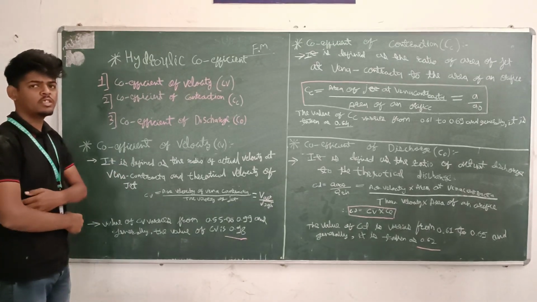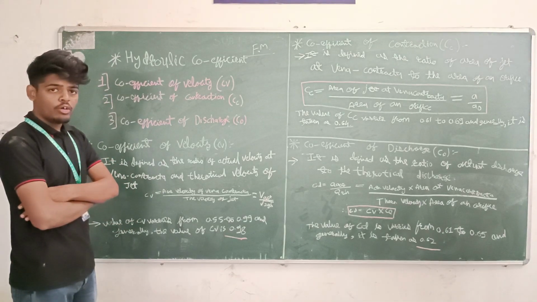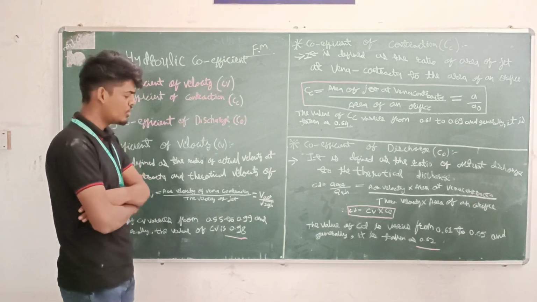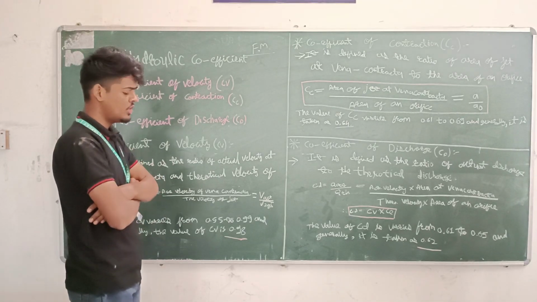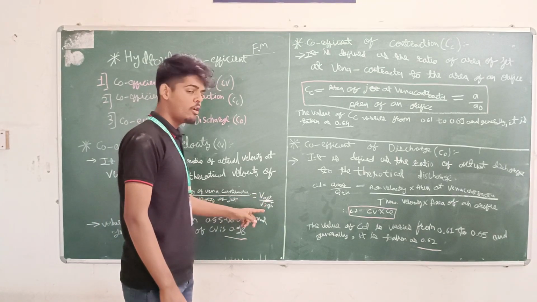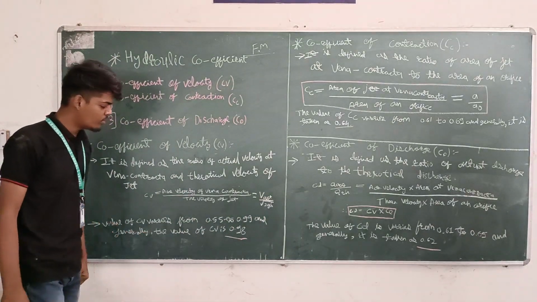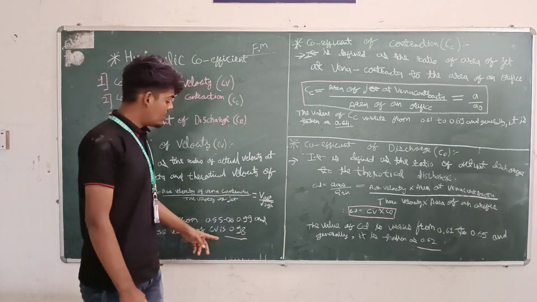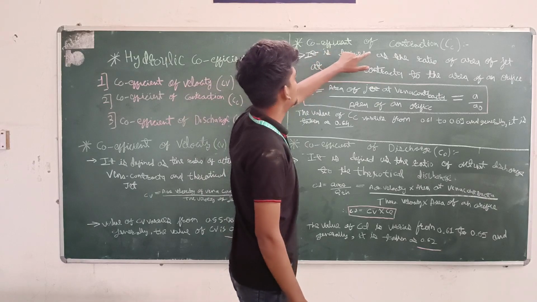Coefficient of velocity is defined as the ratio of actual velocity at vena contracta and theoretical velocity of jet. So the formula for coefficient of velocity is actual velocity at vena contracta upon the theoretical velocity of jet. So we will take v actual upon root 2gh. The value of coefficient of velocity varies from 0.95 to 0.99, and generally we take the value of coefficient of velocity as 0.98.